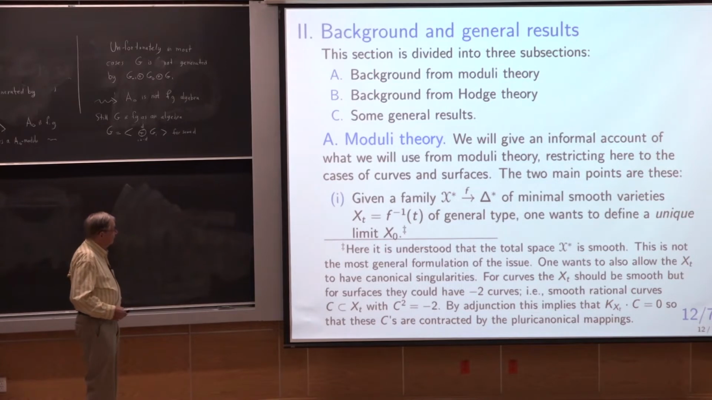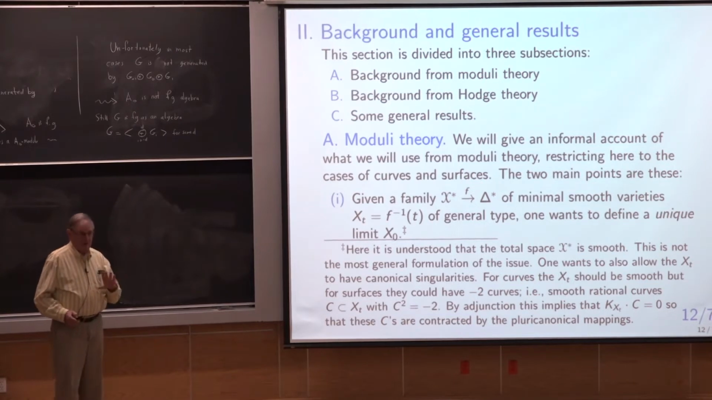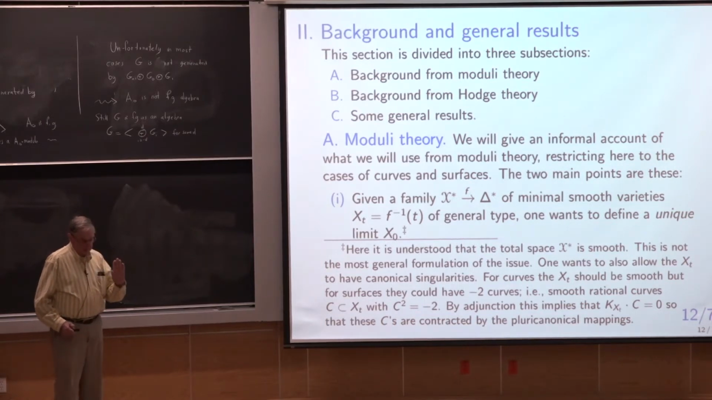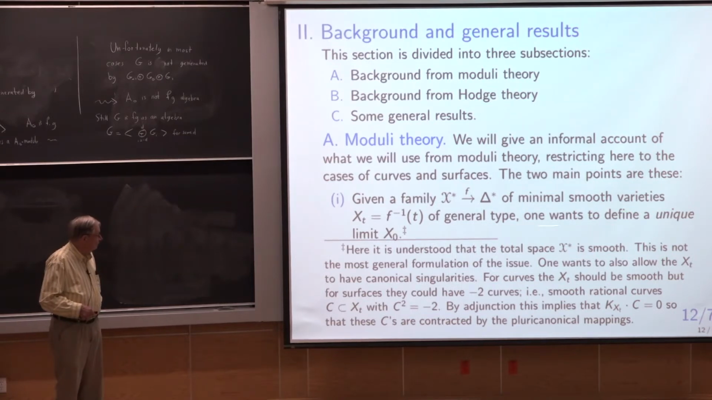For moduli, I'm just going to give an informal account of the story. Given a family of smooth varieties over the punctured disk, where the smooth ones are of general type. General type means that they have as many holomorphic differentials as is allowed just by the Riemann-Roch theorem. So it's like genus bigger than or equal to 2. They have a lot of multiple holomorphic differentials. One wants to define a unique limit. There are many limits, but you want to say, what is the unique one?